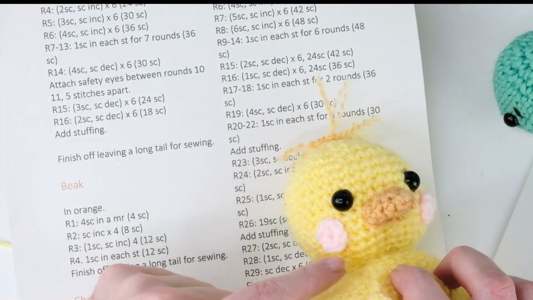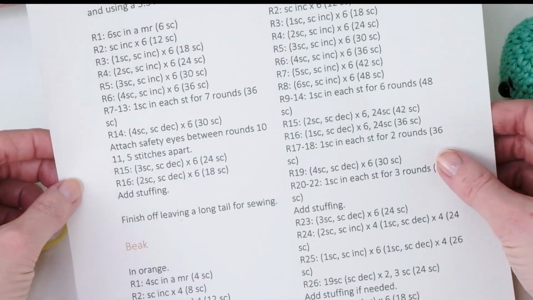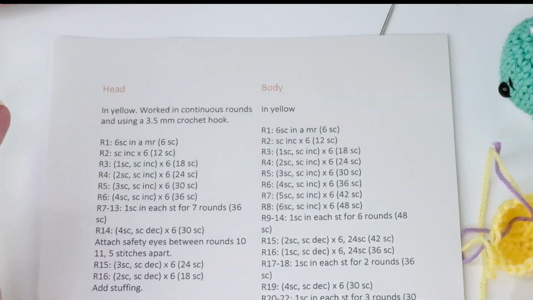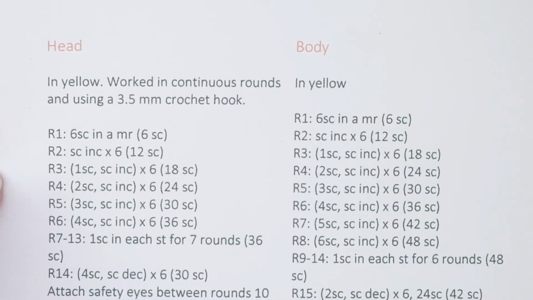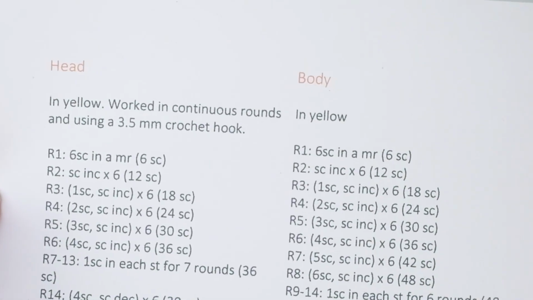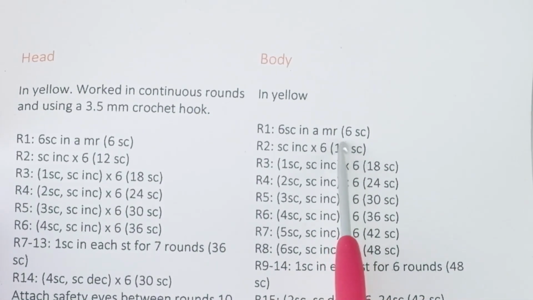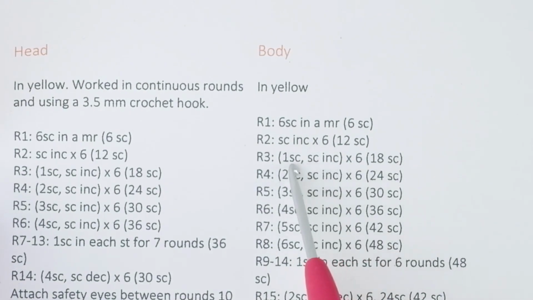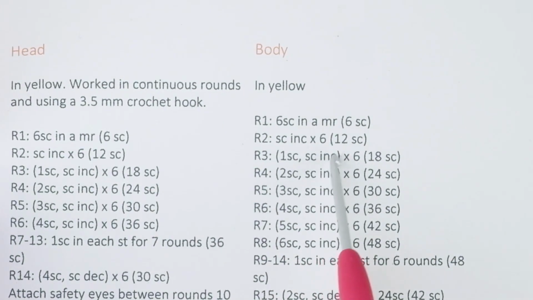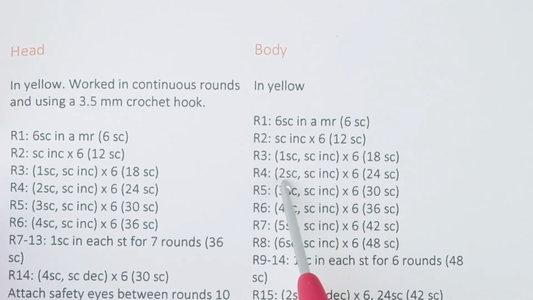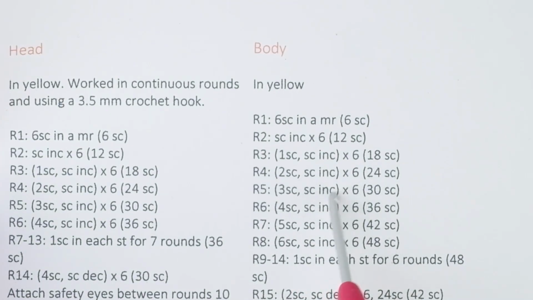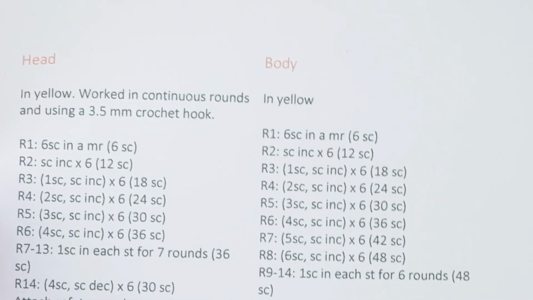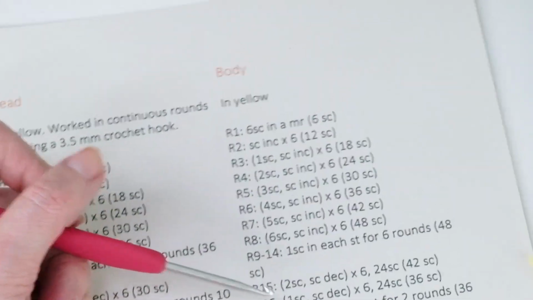The cheeks are very basic, just 1 single crochet in each stitch. And then you have the body. That's the most advanced part of this pattern, but it's a really good challenge to practice. So you start with your 6 single crochets, you increase in all the stitches, and then here you do the 1 single crochet increase 6 times, 18, and then with 2 single crochets increase, 3 single crochet increase, and so on. And here we go up to 48 single crochets. So far so good, so far easy.